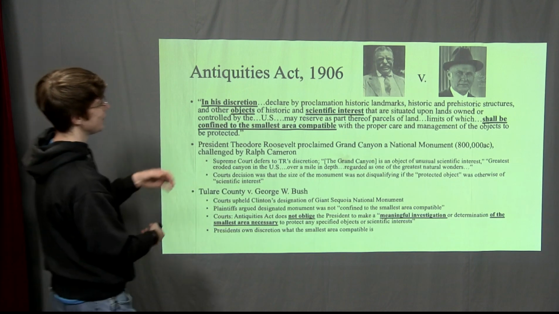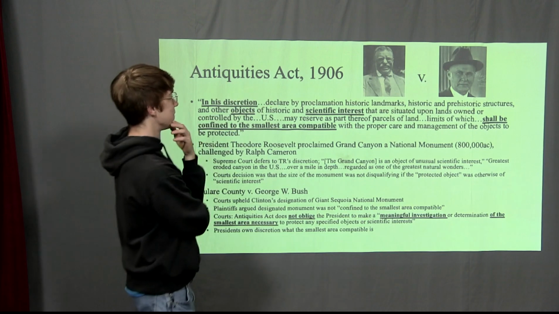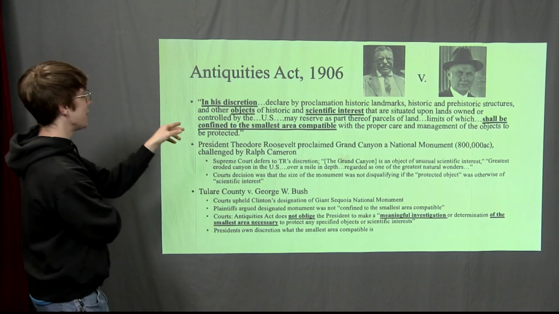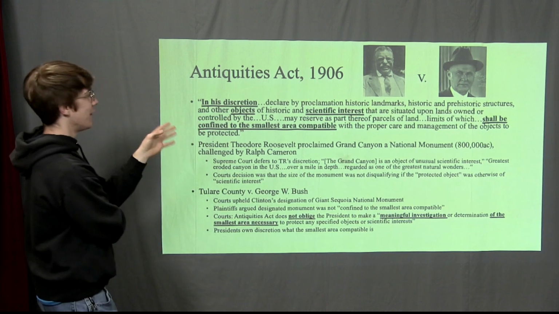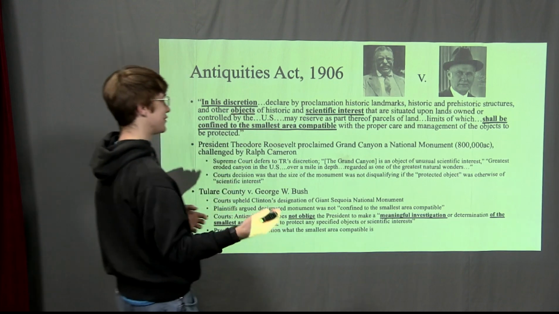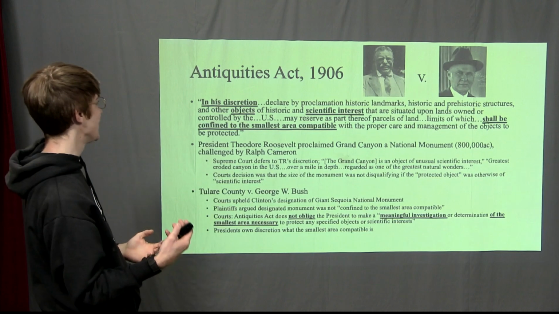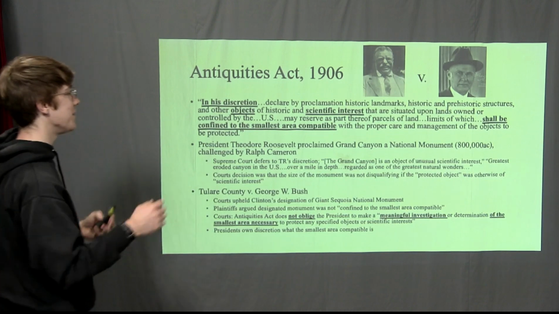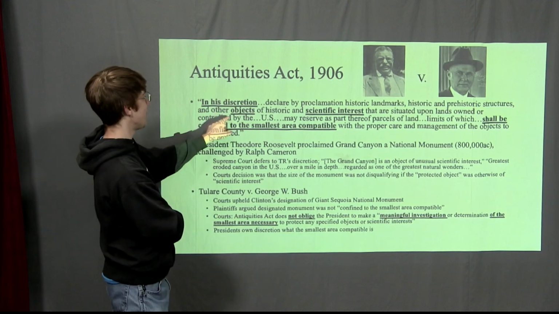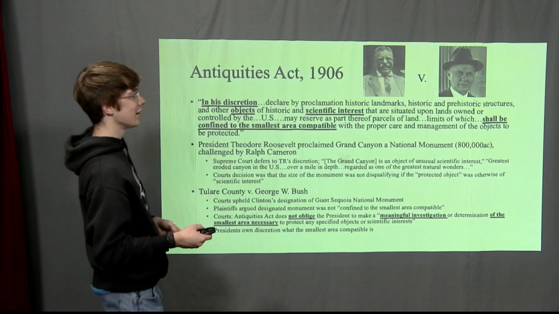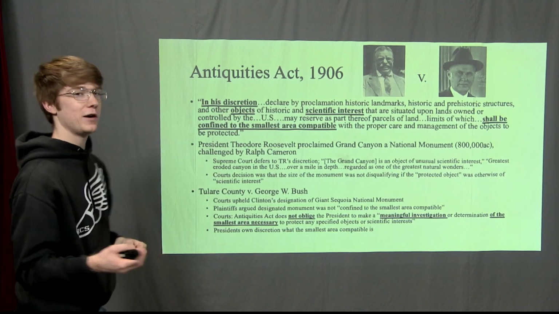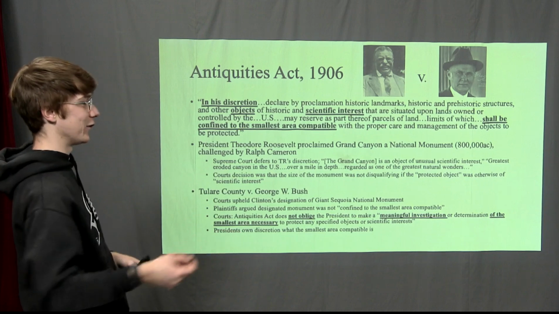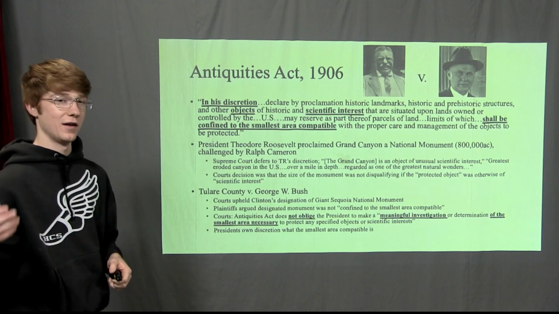But then also, looking earlier in the statute: declared by proclamation, historic landmarks, historic and prehistoric structures, and other objects of historic and scientific interest. Everything else is pretty unambiguous. Historic landmarks, historic and prehistoric structures are pretty easy things to define. But then you get to this last part, other objects of historic and scientific interest. That could be considered pretty ambiguous, and therefore that definitely leaves the door open for the president to make some pretty wild designations as well.